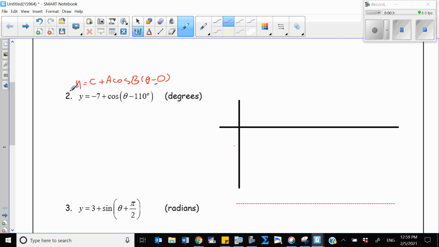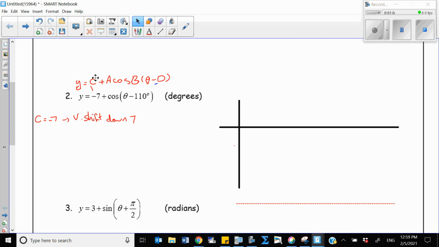So first of all, for question number 2 we have y equal to -7 plus cosine of theta minus 110, which we are working in degrees. I wrote the general sinusoidal function here in order to find the values of a, b, c, and d. So I can match c with -7. That means we have a vertical shift. Because it's negative, we are moving down 7. So right now, I can move the sinusoidal axis to -7.